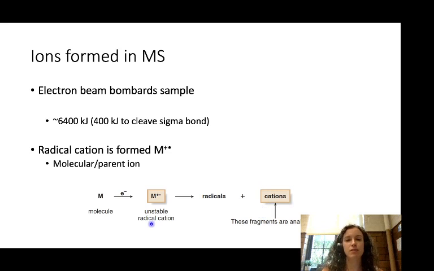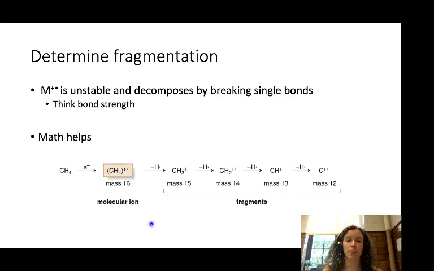What types of fragmentation should we look for, and how do we know what the fragments are? Well, folks, we have to do a little bit of math here, okay? Generally, single bonds are broken. These ones are easier to break, right? Breaking a single bond should be easier than a double or a triple bond. So these ones are most often broken.